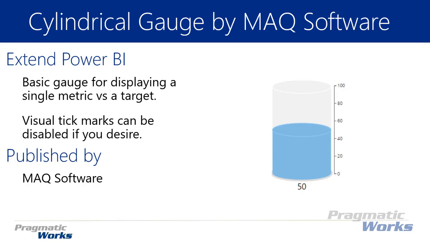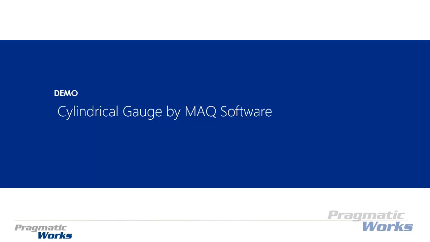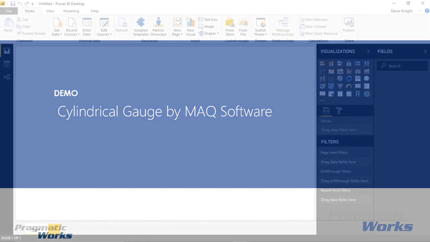You can also control the visual tick marks that you see on the right-hand side, so you can see 0 to 100 shown, and the actual number shown on the bottom of the 50. The tick marks can actually be turned off. If you don't want to show those, you can easily turn those off as well. Like I said, this is designed by MAQ Software. Let's go ahead and take a look at a pretty simple example on how to use the cylindrical gauge.